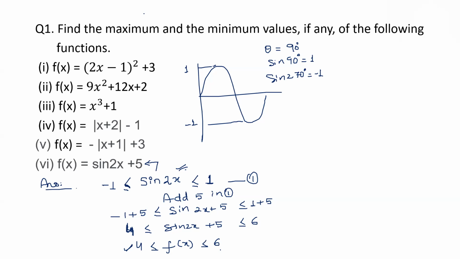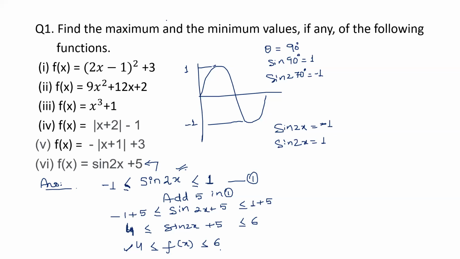Sir, should we not find the value of x? No, there's no need to find the value of x. If you wish, you can write it like this: sine 2x. You get 4 when this is equal to -1, so you need to find the angle for which you get -1. And for 6, you equate this with 1, and from this you can find the value of x for which you get 1.